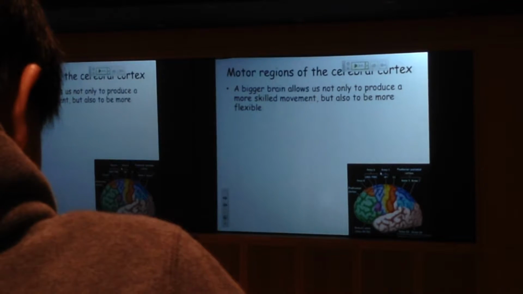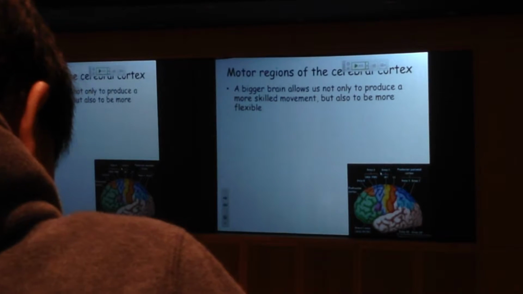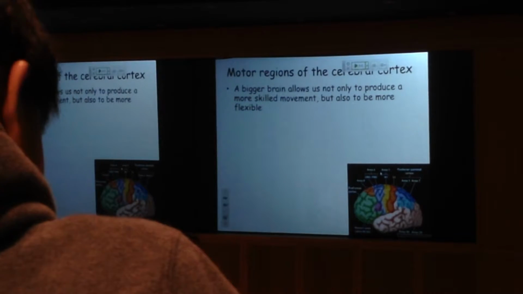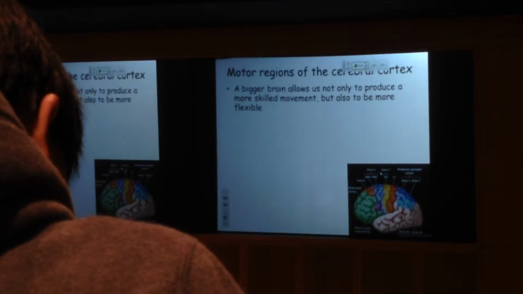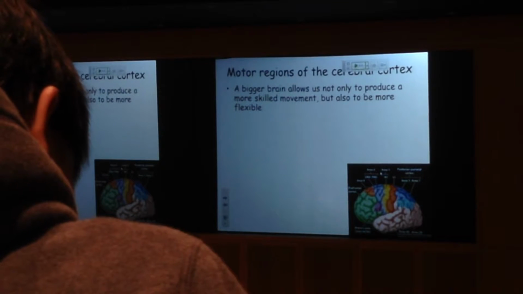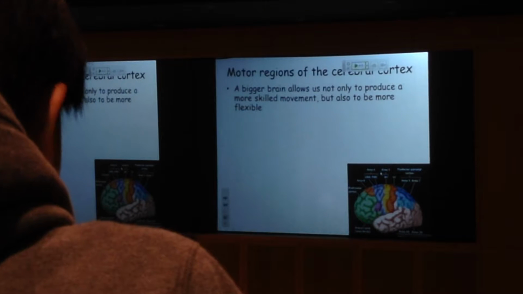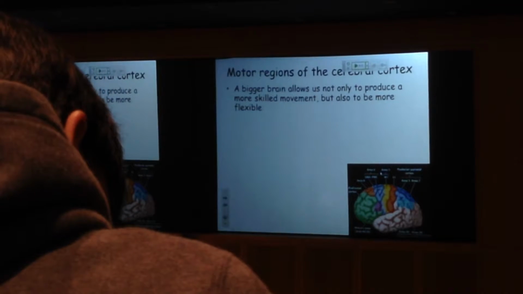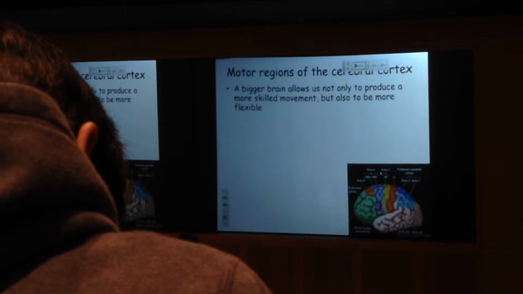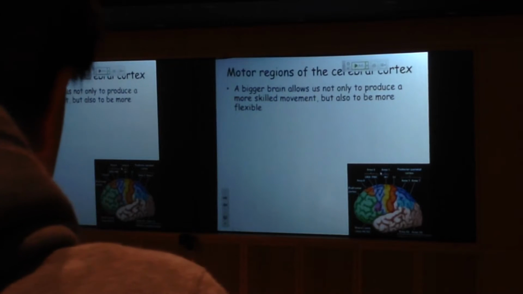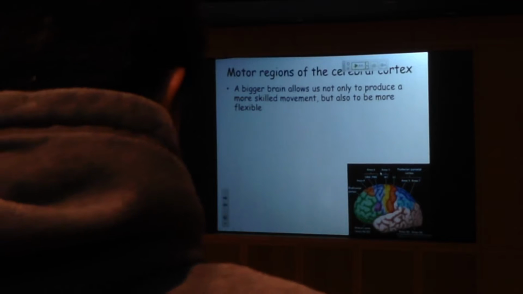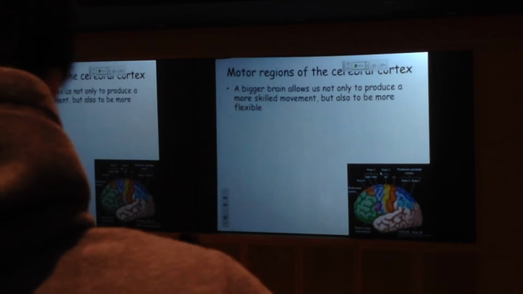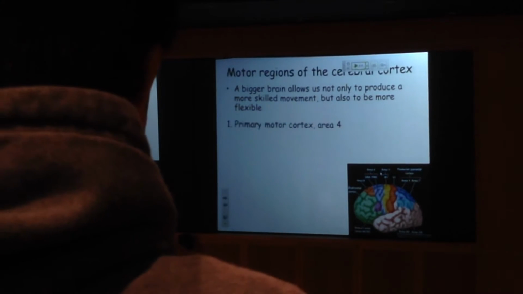And our bigger brain, especially the cerebral cortex, not only allows us to produce more skilled movement, but also to be more flexible in conducting this movement, considering different contexts and different goals. So this is really very special about us humans. Listed here are several regions that are important for motor control.